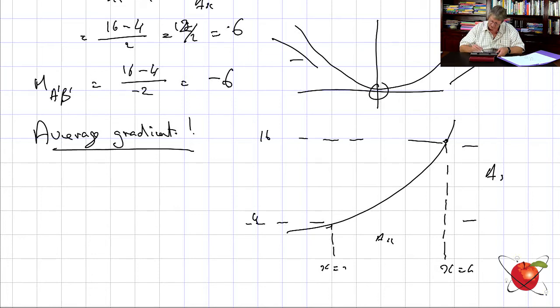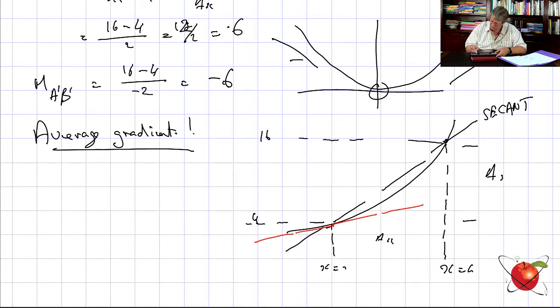The line joining those two, like that, is called a secant. Secant, joining those, going through there. But I only want the gradient at 2. Let's look at this line at 2. What I am saying is I actually want, this is the tangent.